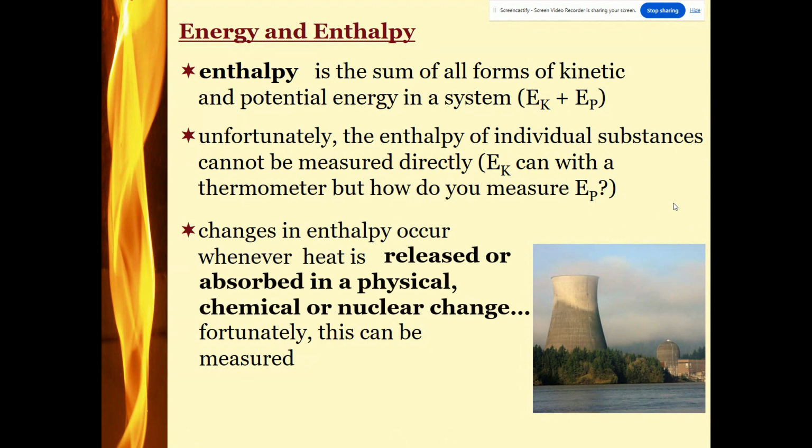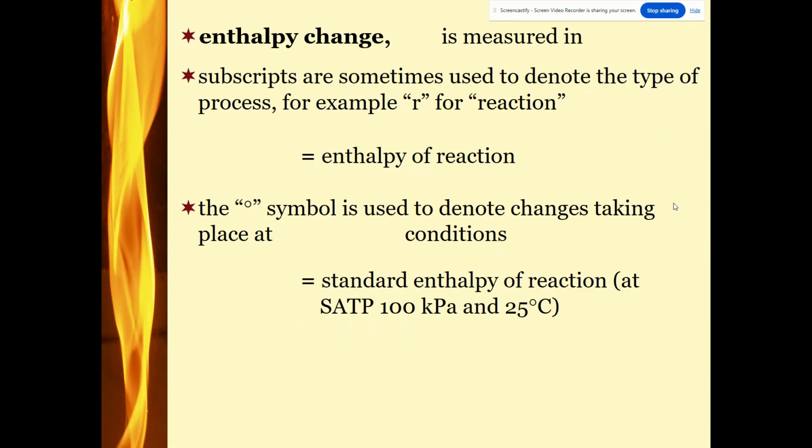Enthalpy measures essentially all forms of kinetic and potential energy of a system. Now, kinetic energy, as we talked about in the last lesson, is a measure of temperature, and we can use a thermometer for that. But how do we measure potential energy? Potential energy, remember, is the energy stored in the bonds of a compound. But we can measure what's happening during a chemical change. So that's the key that we're going to be focusing on.